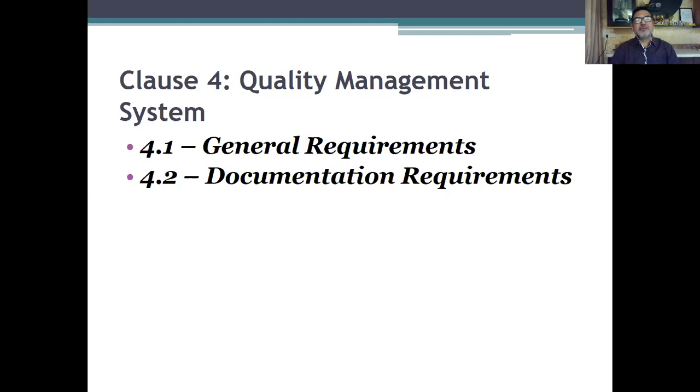4.1 General Requirements states that the organization is responsible for establishing, implementing, and maintaining any quality management processes required by the standard. 4.2 Documentation Requirements. Documentation requirements have been considerably expanded. With an exception of the medical device file, all documents were required by the previous standard. However, the additional details of what this documentation must include have been clarified.